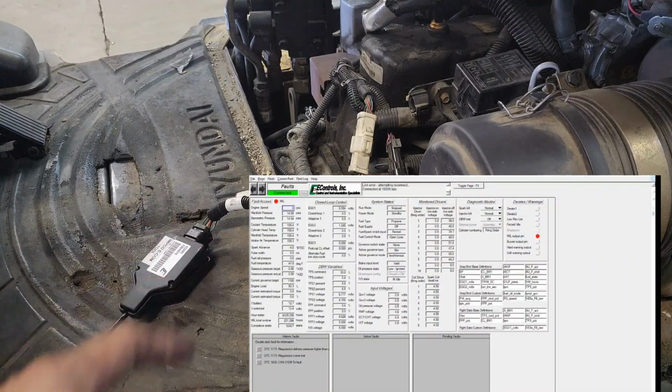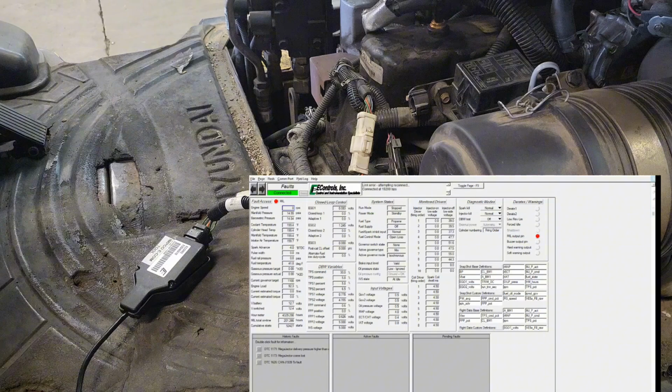Okay, so we got our ECOM cable connected to our ECM, and you can see that the laptop is already live connected, and we have 3 DTCs in history. MEG ejector delivery pressure higher than normal, MEG ejector communication lost, and a 1626 CAN transmission fault. Okay, so right now let's run the truck and see.